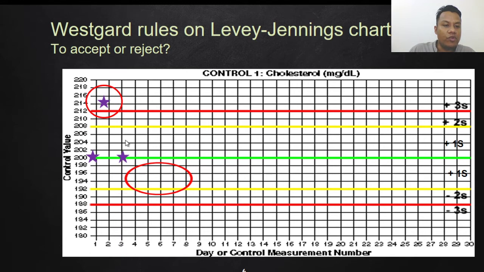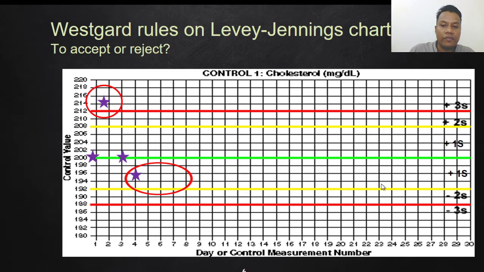Then the next day, after we've done the troubleshooting and settled the problem with the analyzers, we have solved the issues. They are giving a very good result, very close to the mean. So we accept. For that day, the analyzer is good to go. Then we can proceed with patient samples.